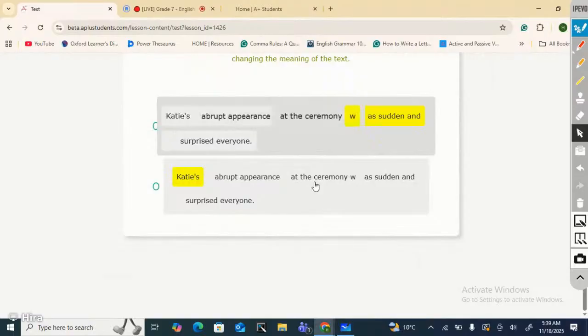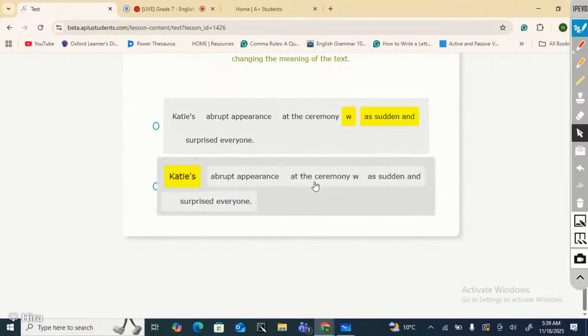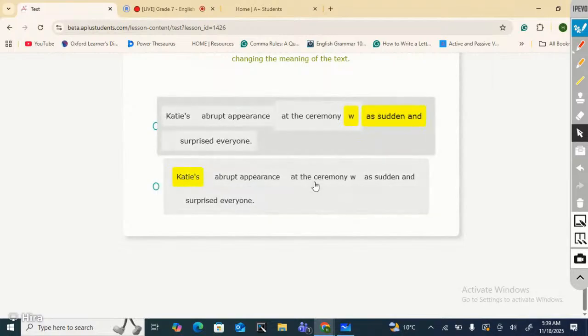Katie's abrupt appearance at the ceremony was sudden and surprised everyone. As you can see, the name Katie cannot be redundant. So this phrase, was sudden and, is redundant because surprised everyone means it was sudden. So we'll select this one.